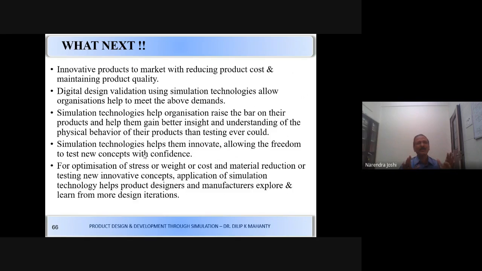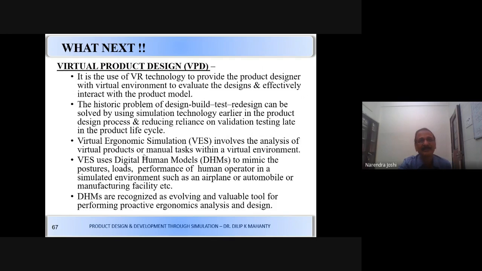In physical testing, you can do two or three parameters, and then you have to do it again for another point. But in one go, like the example I've given, one analysis can give me all the outputs I need. Simulation technology helps improve innovation, allowing freedom to test new concepts of products with confidence. It can optimize space, weight, cost, and material reduction. These are tremendous things. So, what are the next things we're talking about?